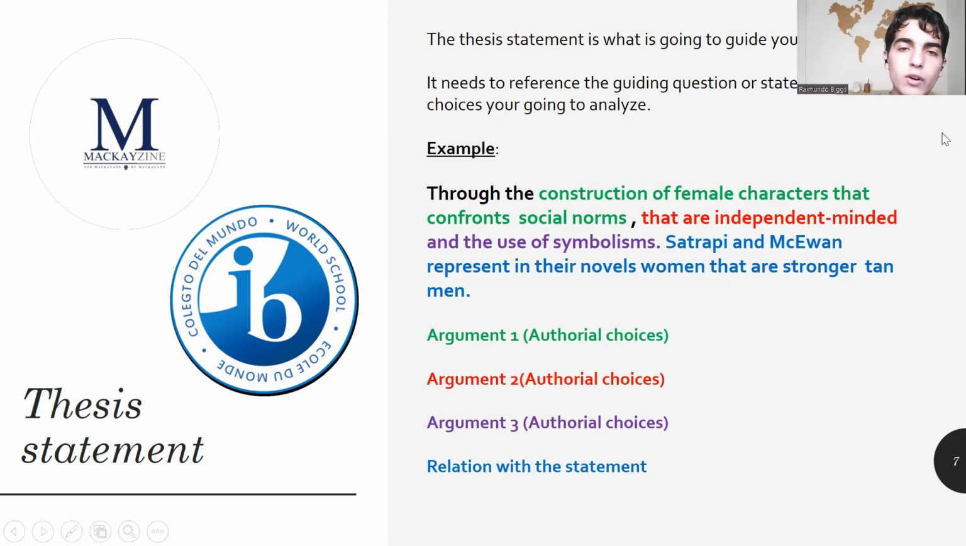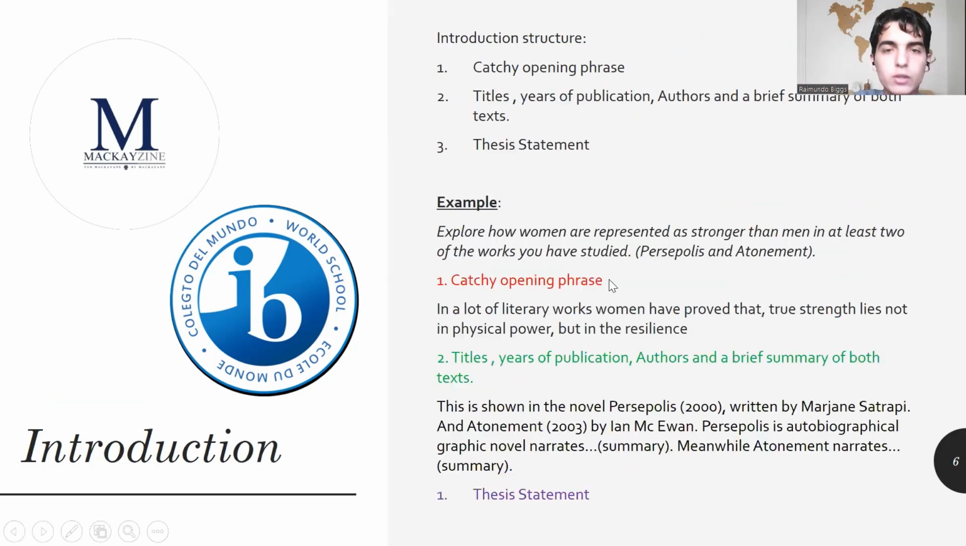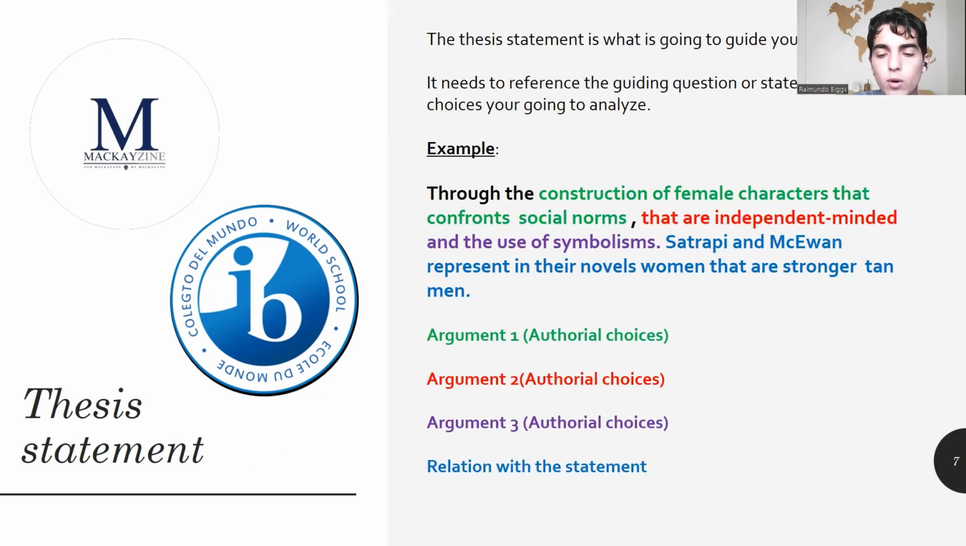Well, so here we're going to do an example. We're going to continue with the one before, with that question and with those 2 novels. So, through the construction of female characters that confront social norms, here, this would be my argument 1.